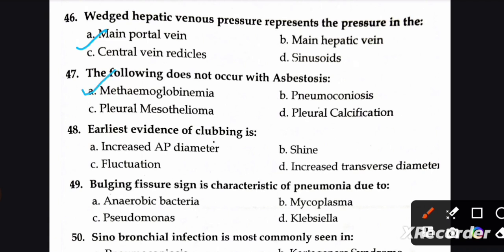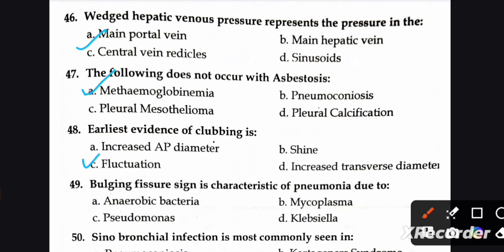Next question is earliest evidence of clubbing is A increase AP diameter, B shine, C fluctuation, and D increase transverse diameter. Right option is C, fluctuation.